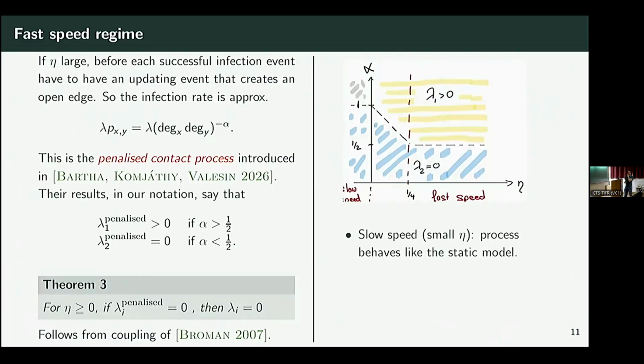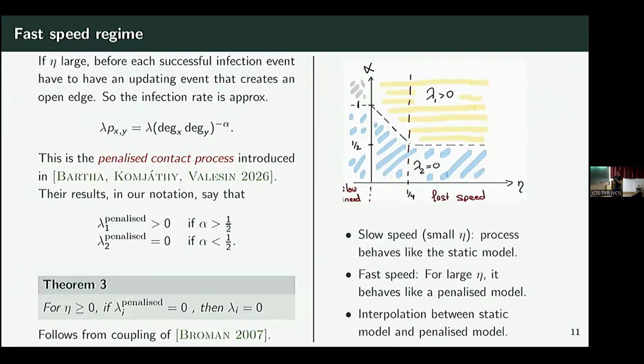Good. So just to recap, for slow speed, it behaves like the static model, at least when you want to understand when there's a phase transition or not. And for fast speed, it behaves like the penalized model. But there's also an interesting intermediate regime where you interpolate between the static model and the penalized model if you choose your update speed correspondingly.